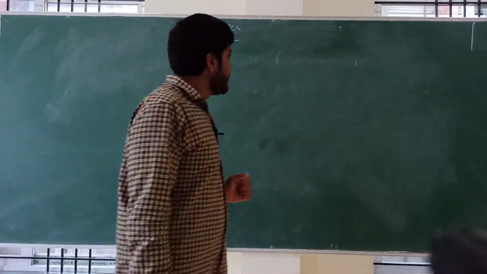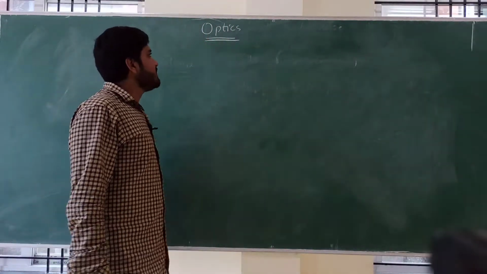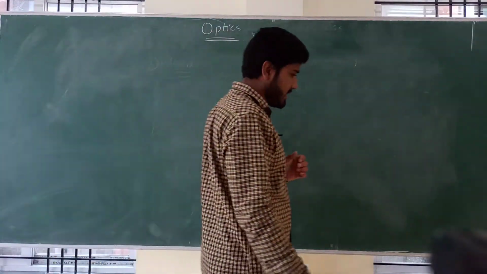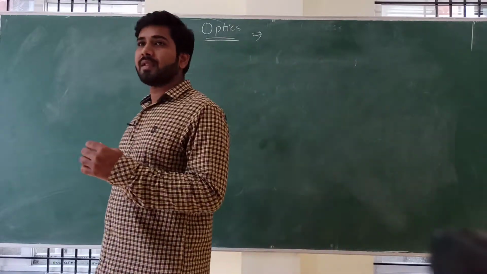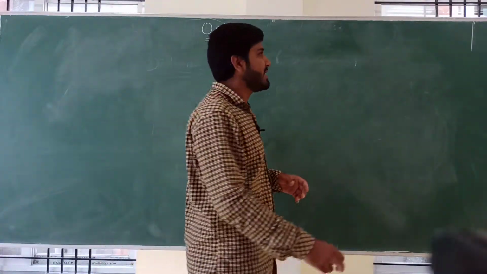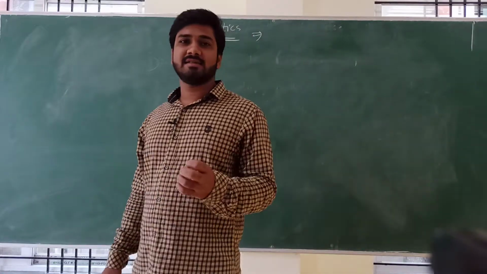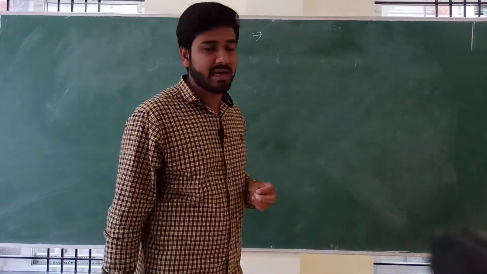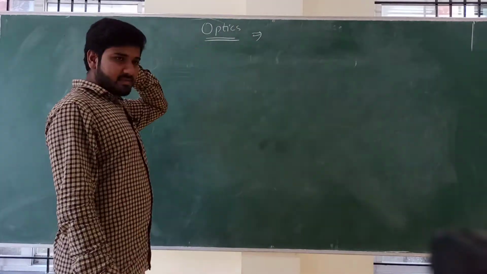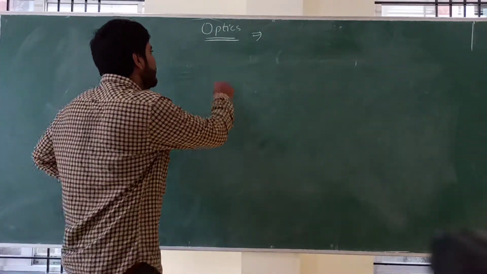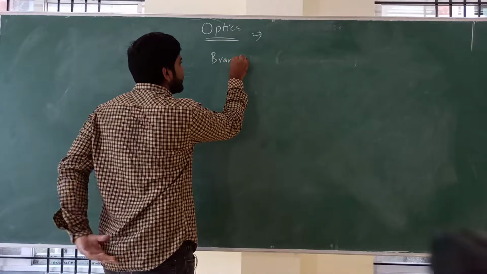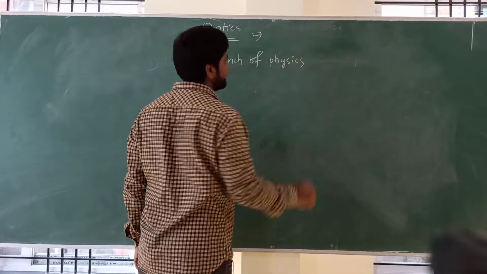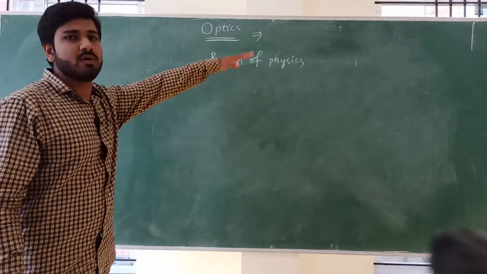Optics. Okay, first let's understand what is the meaning of optics. We generally use this term: the goggles are generally called opticals. Lenses, mirrors, all these things we have seen in day-to-day life. What is the meaning of optics? First of all, optics is a branch of physics.